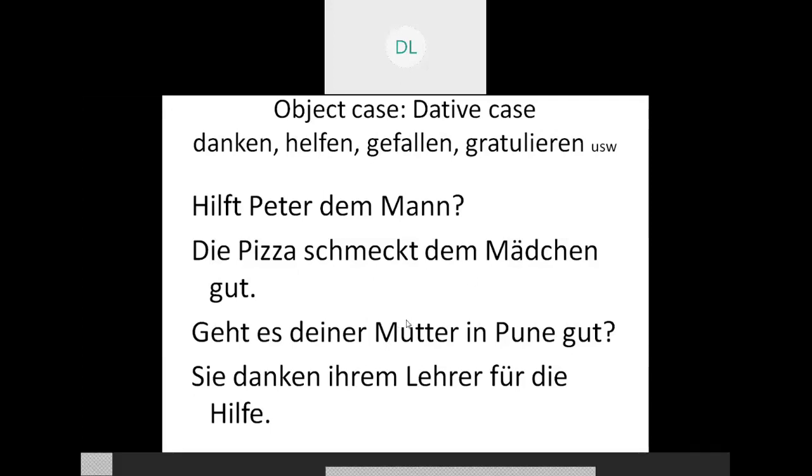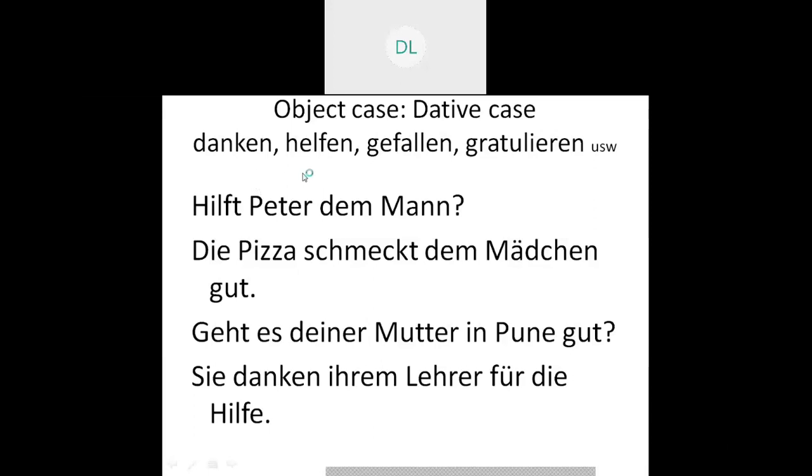Here, for the object, I am using the dative case. Why and how come? Because the difference is these verbs: danken, helfen, gefallen, gratulieren. They are pure dative verbs. In the entire German language there are hardly 8 to 10 of them, so I have listed a few verbs for you. They are pure dative.